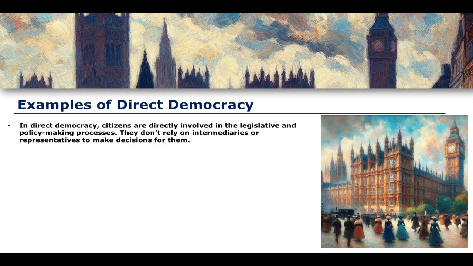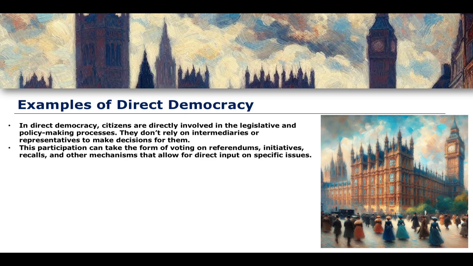In direct democracy systems, citizens are, like I said, directly involved in the legislative as well as in the policy-making processes. This would obviously be the executive branch. They don't rely on intermediaries, they don't rely on representatives, and they don't have representatives that make decisions for them. The participation could be done through a variety of different means. In a hypothetical situation, direct democracy could literally be as direct as every time a law is created, the people have a say. Everybody gets to go and vote on that particular law.